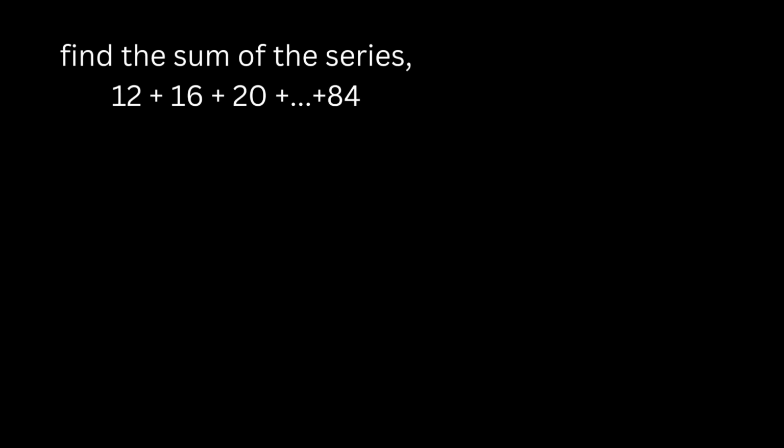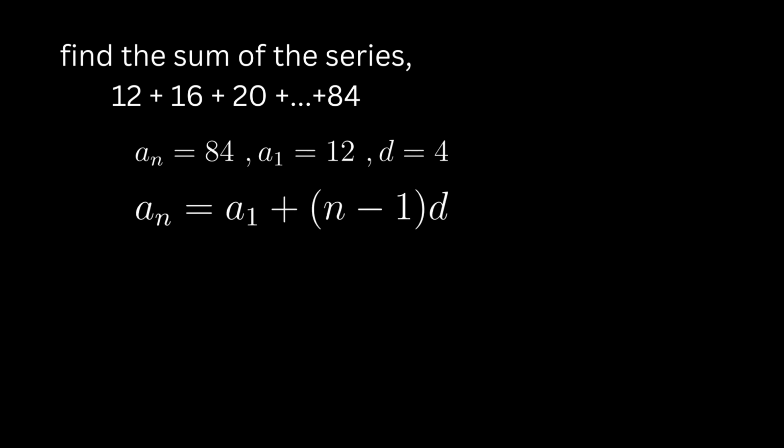Another example. Find the sum of the series 12 plus 16 plus 20 up until plus 84. Solution. This series is an arithmetic series with a_n equal to 84, a_1 equal to 12, and d equal to 4. To get the number of terms n, we use a_n equal to a_1 plus the quantity n minus 1 times d.